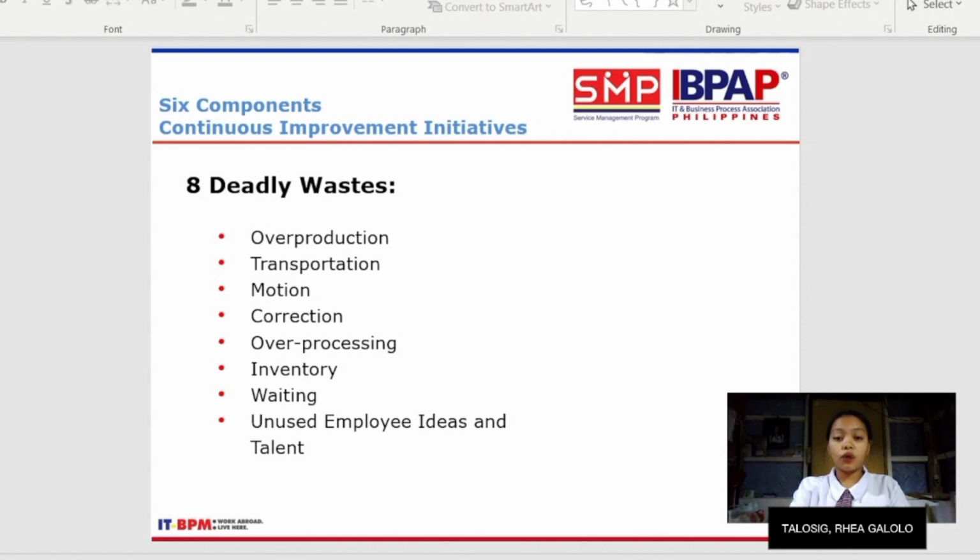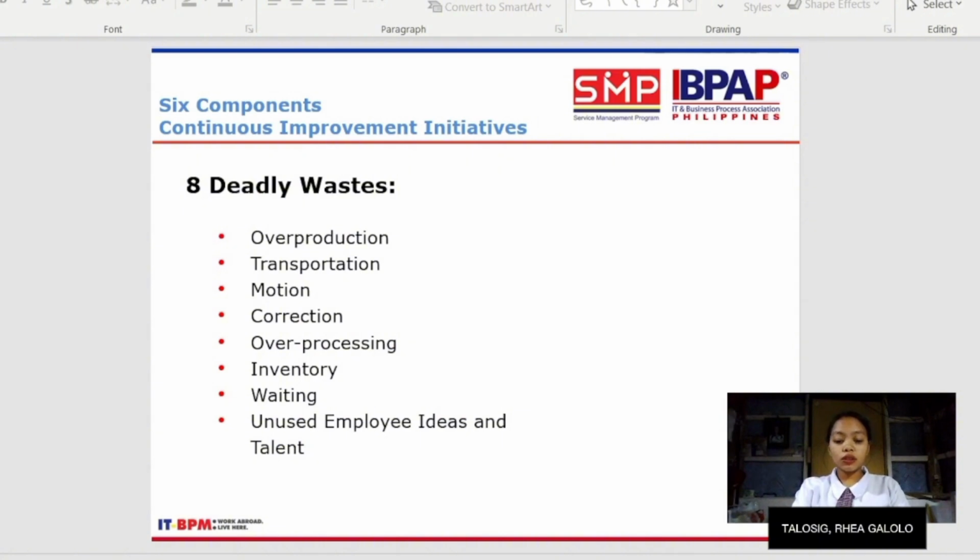The 8 deadly wastes are overproduction, transportation, motion, correction, overprocessing, inventory, waiting, and unused employee ideas and talent. Let's discuss first the overproduction. Overproduction: an organization's workers just blindly keep producing even when those who receive their output either are not ready for it or do not need it. Overproduction may occur due to just-in-case production, unclear customer needs, long setup times, and so on.